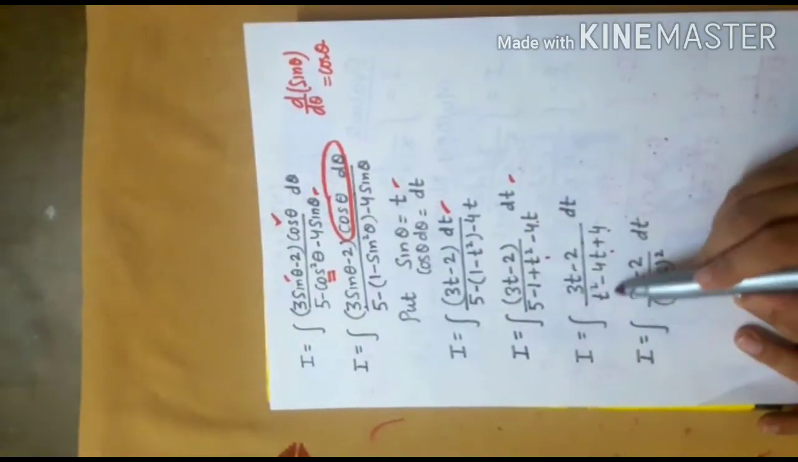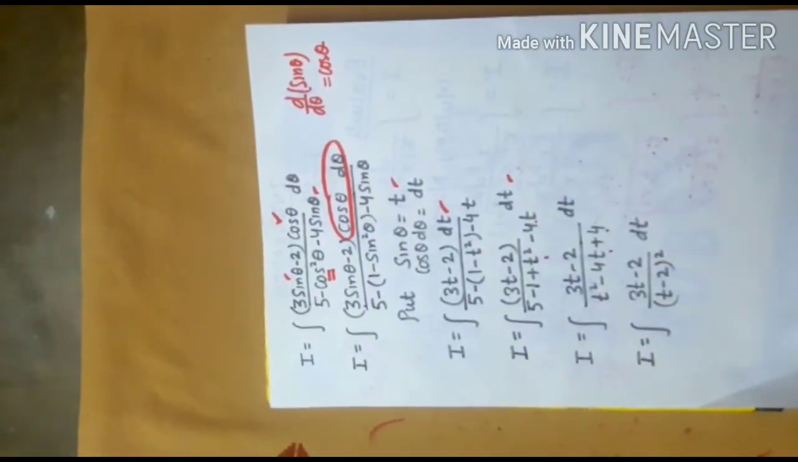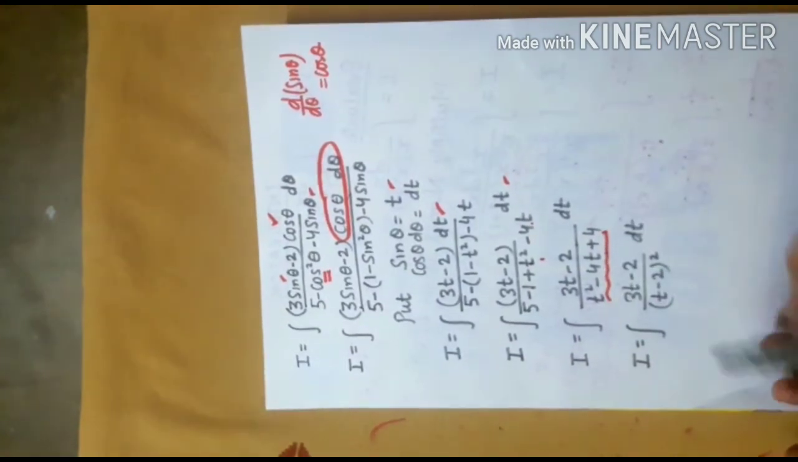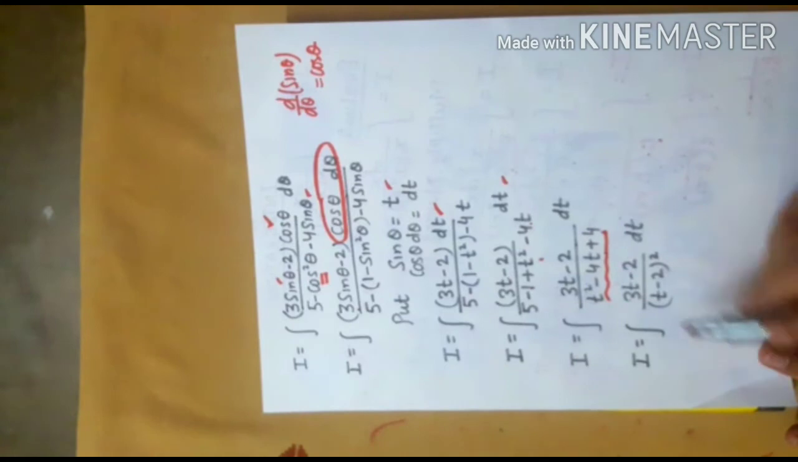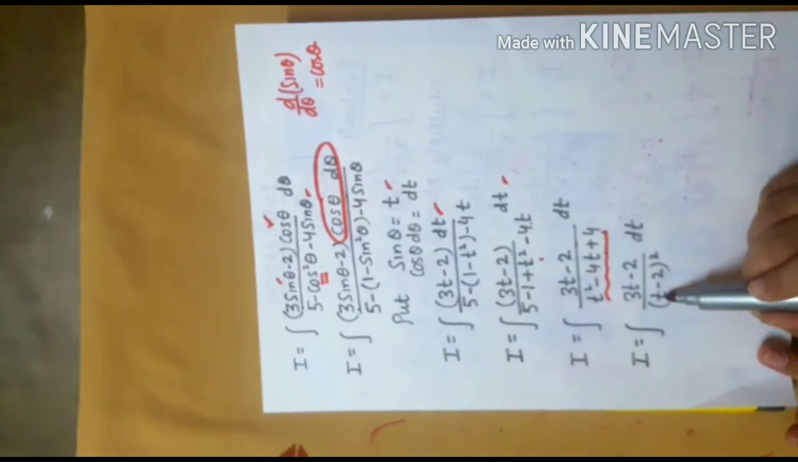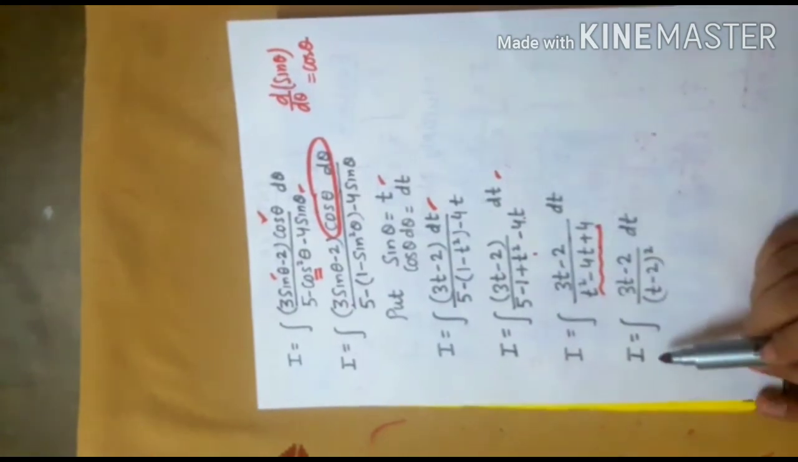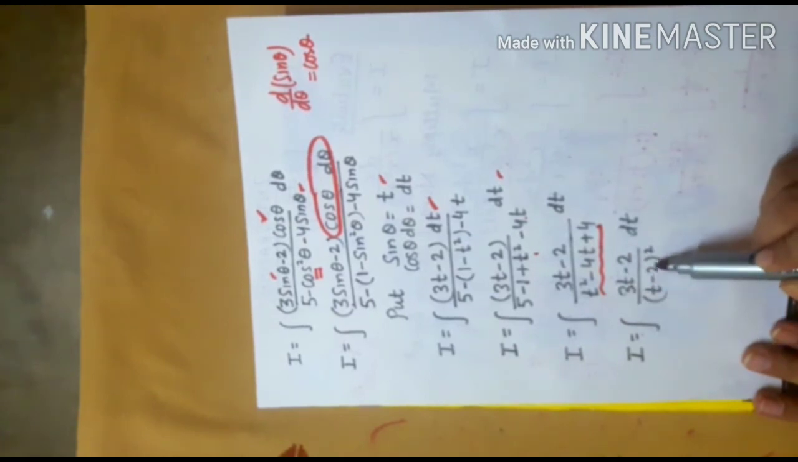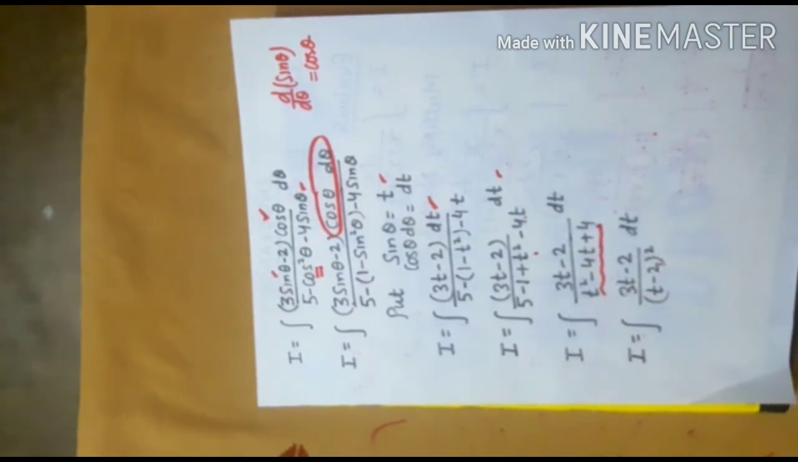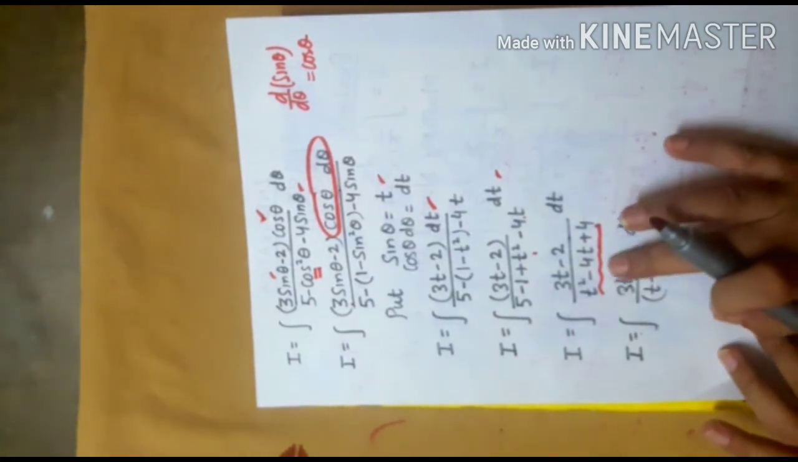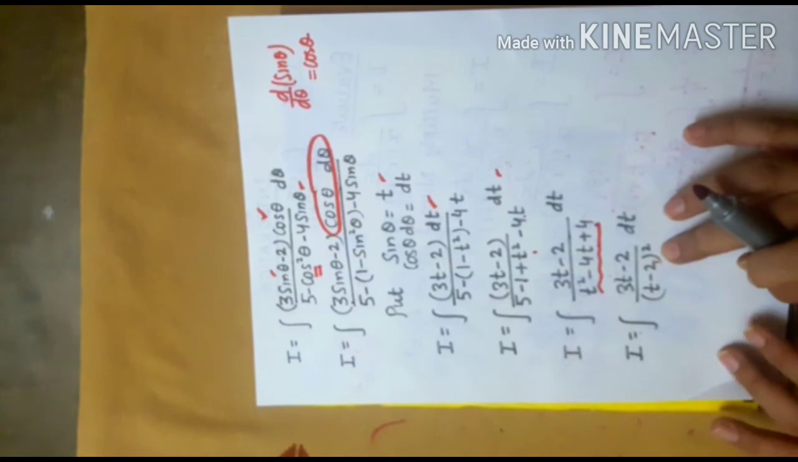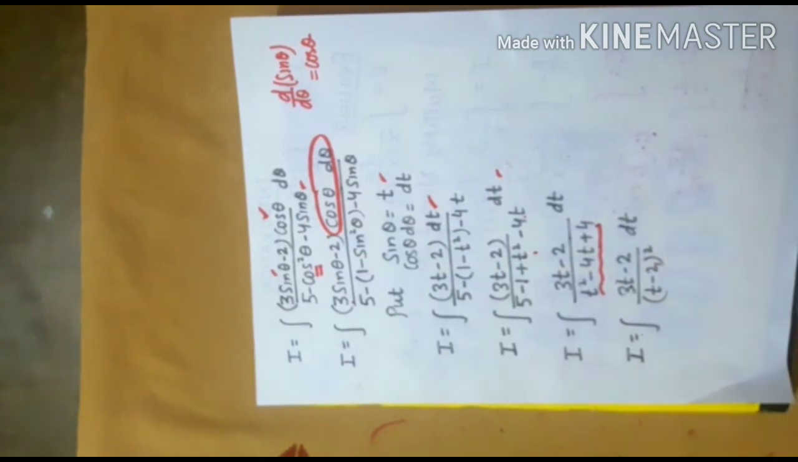Now integrand is a rational function. So first let's try to factorize the denominator. Now can you identify that denominator is t minus 2 whole squared? So I is equal to integral 3t minus 2 over t minus 2 whole squared. Now it is a rational function where degree of numerator is strictly less than degree of denominator. So I'll make use of partial fractions.